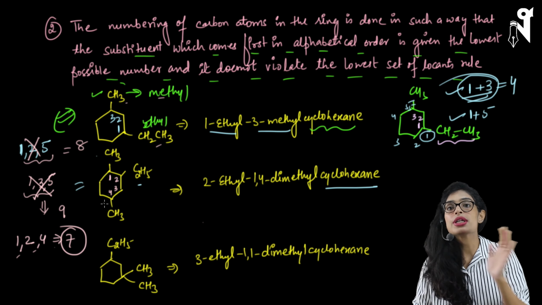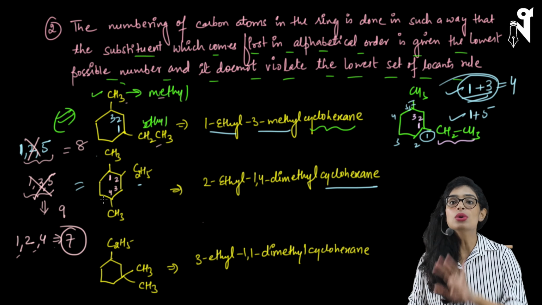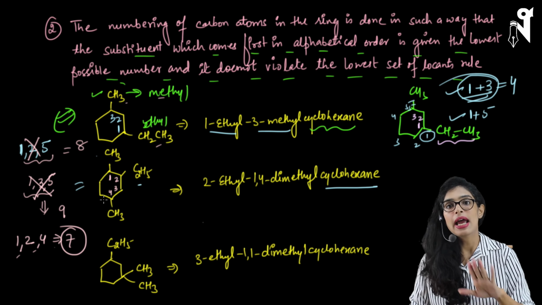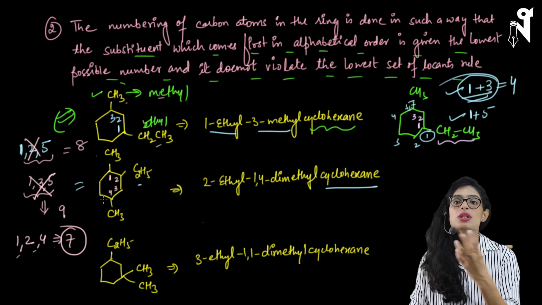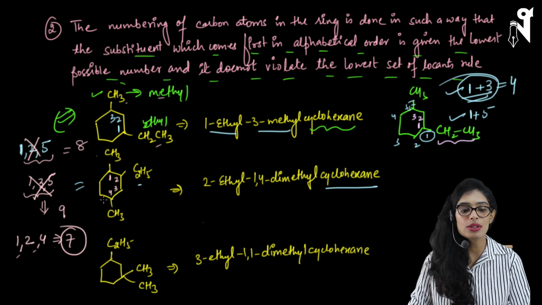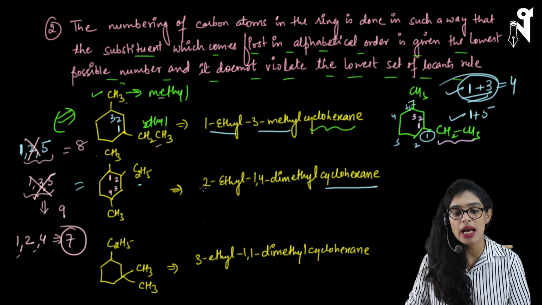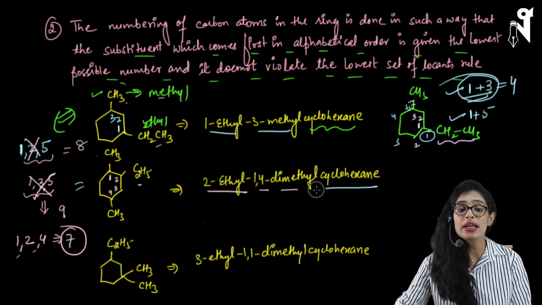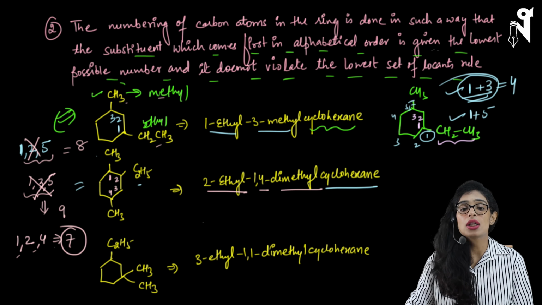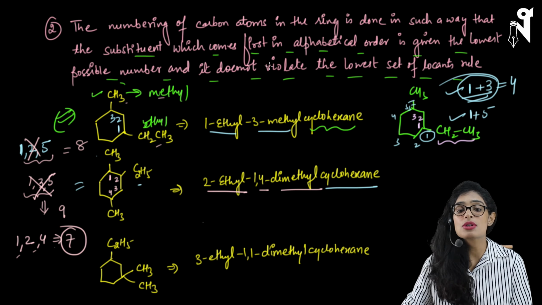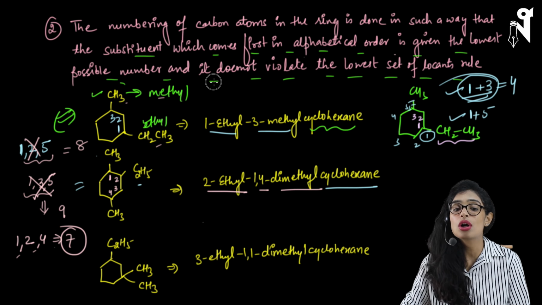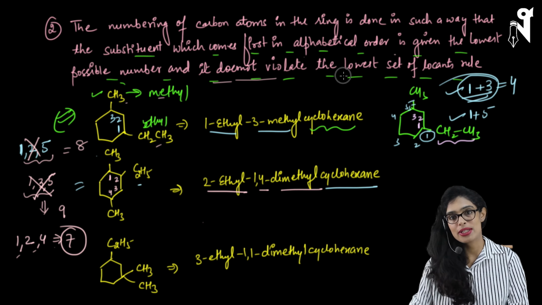Again, as I mentioned, the reason is we have to follow the lowest sum rule first. We have to ensure that the sum is lesser, and then within that, my alphabetically first substituent should get the lowest possible position. So the name is going to be 2-ethyl-1,4-dimethylcyclohexane. That is why, in the rule, I have clearly mentioned that we have to give the lowest possible position to the one which comes first in alphabetical order, but make sure it does not violate the lowest set of locants rule.